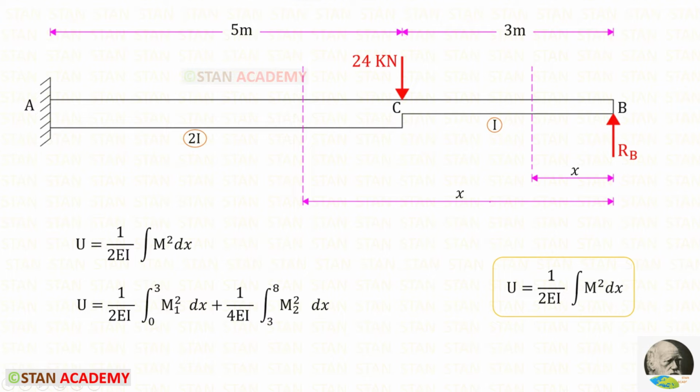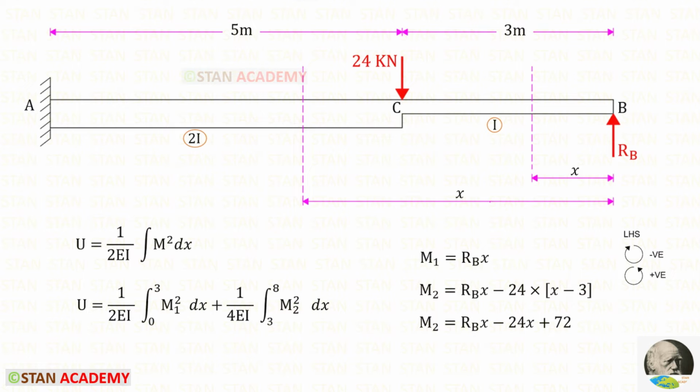Since there are two parts BC and CA, we have to split this formula into two parts. This is for BC and this is for CA. For CA, the moment of inertia is 2I. So in the formula, instead of EI, we have to apply 2EI. 2 into 2EI, it will be 4EI. The limit for BC is 0 to 3 and for CA, it is 3 to 8.